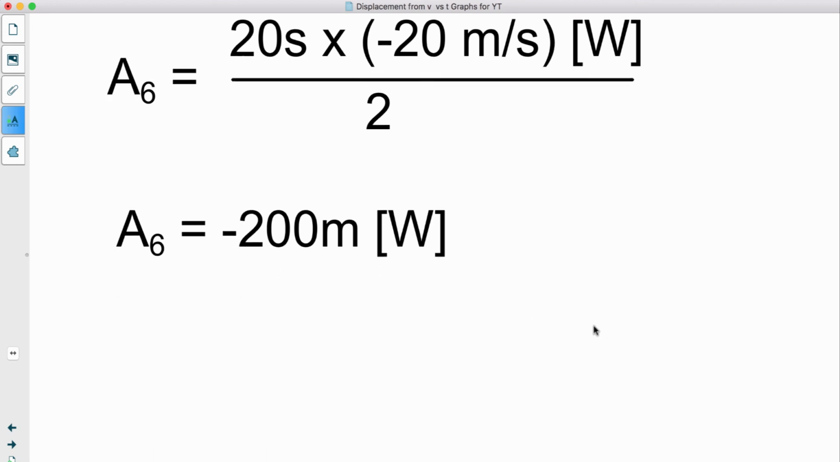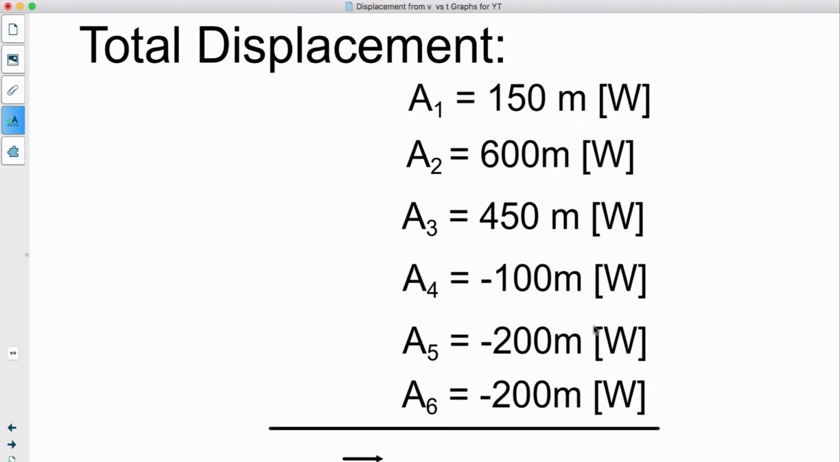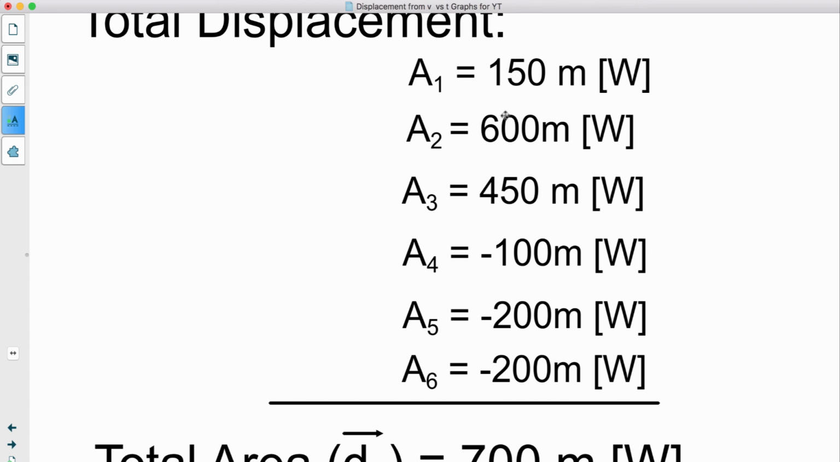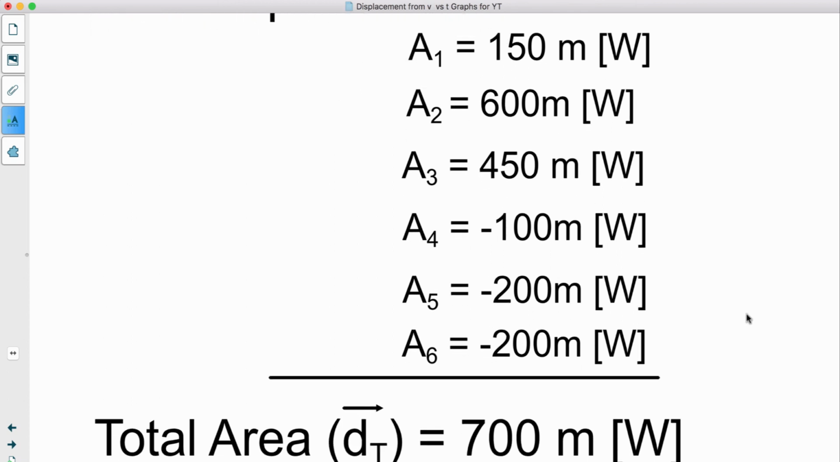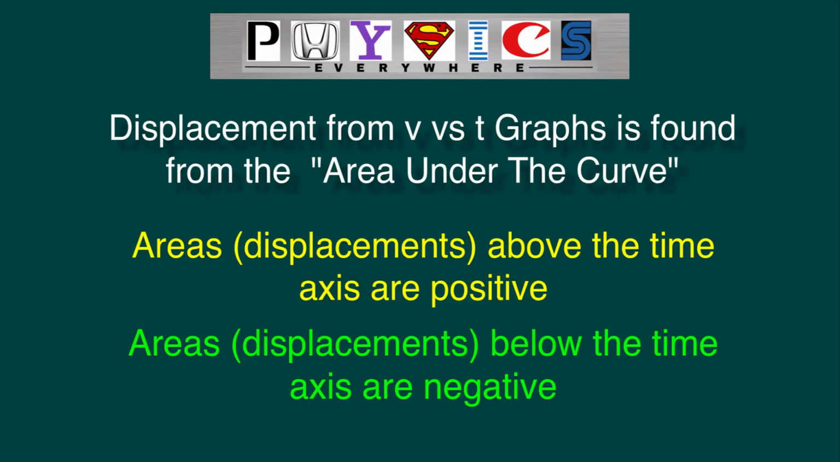So now the total area for this entire trip is the sum of all of the areas. We'll just list them out. We have positive values which were above the time axis, we have the negatives which were below, and when we sum them all together, we get a total area which is the total displacement of 700 meters west. And just to recap, the displacement of a velocity versus time graph is found as the area under the curve. Areas or displacements above the time axis are positive. Areas or displacements below the time axis are negative.